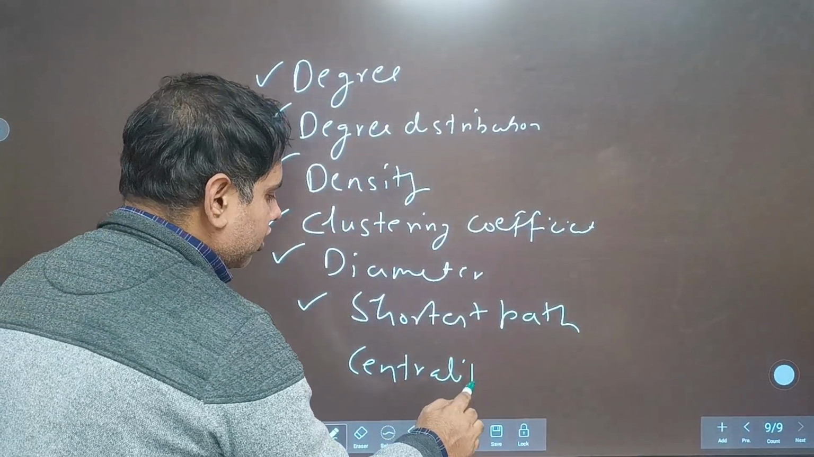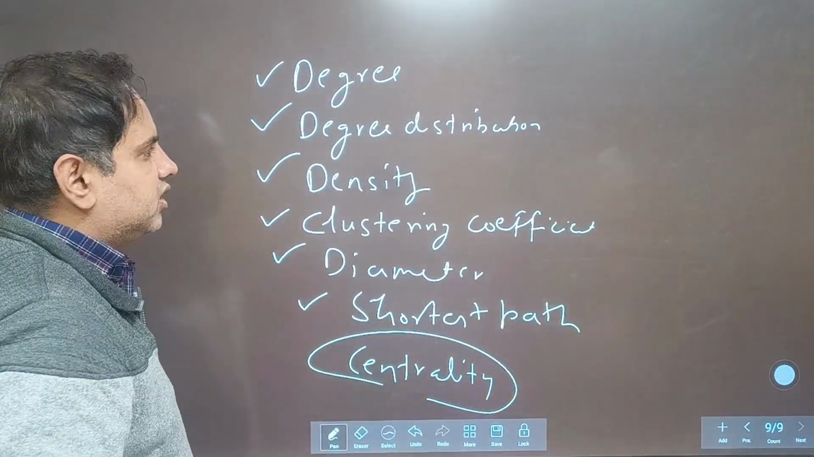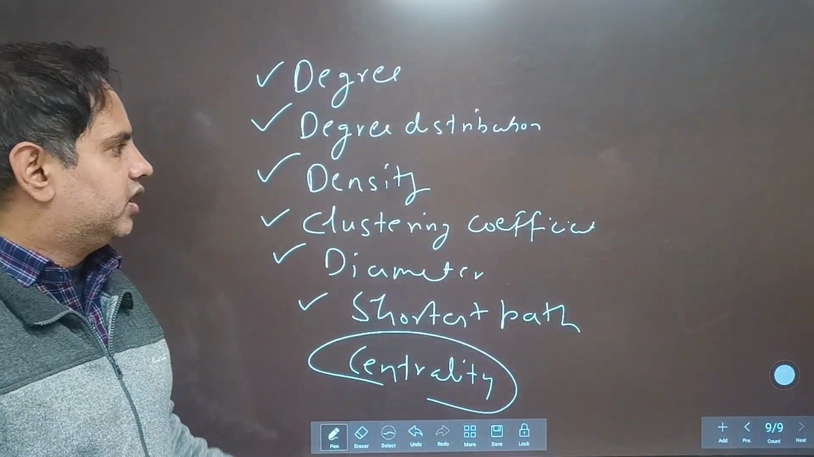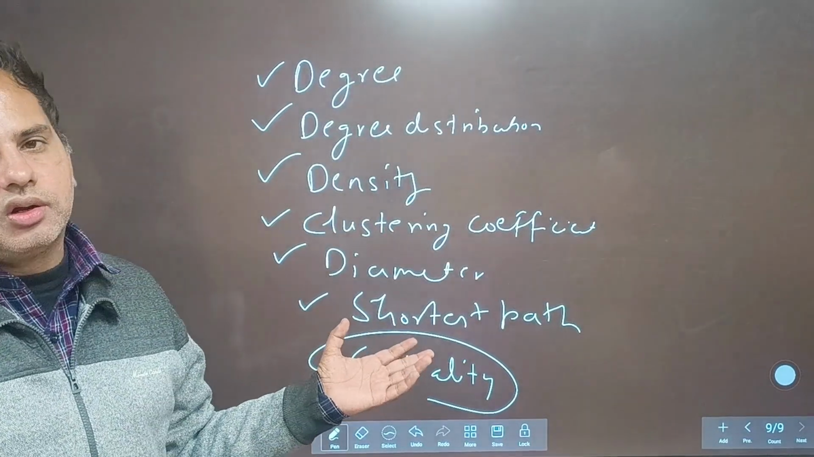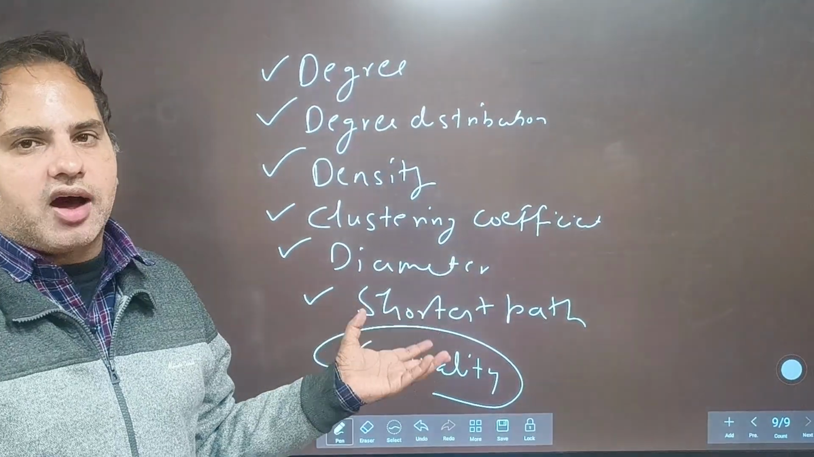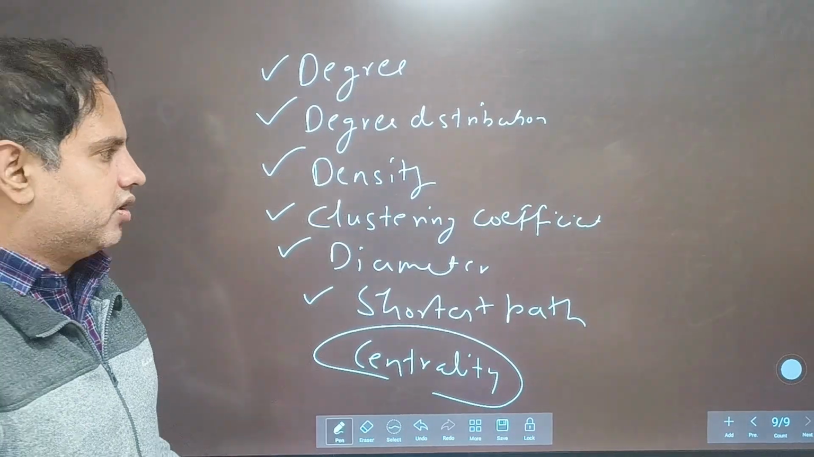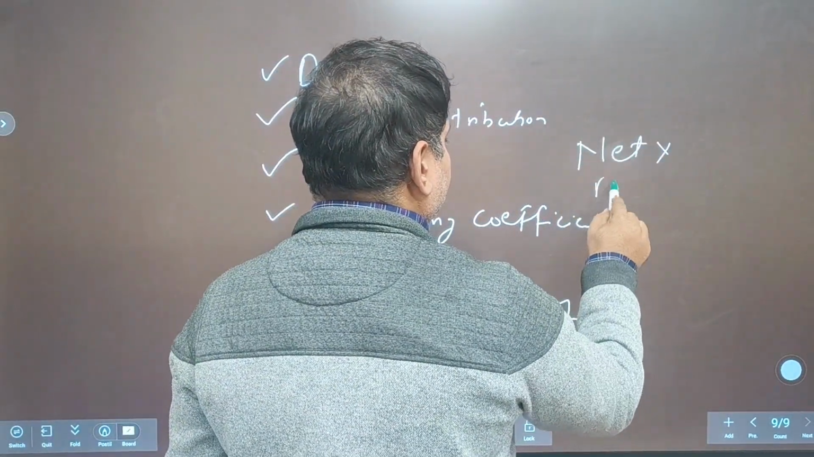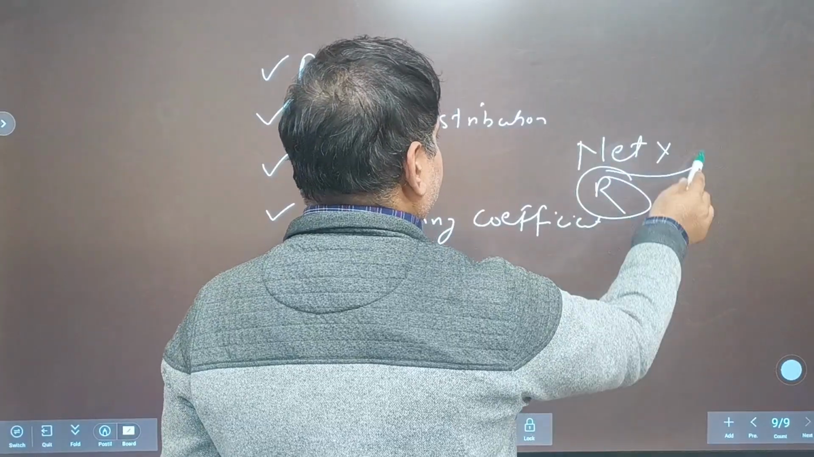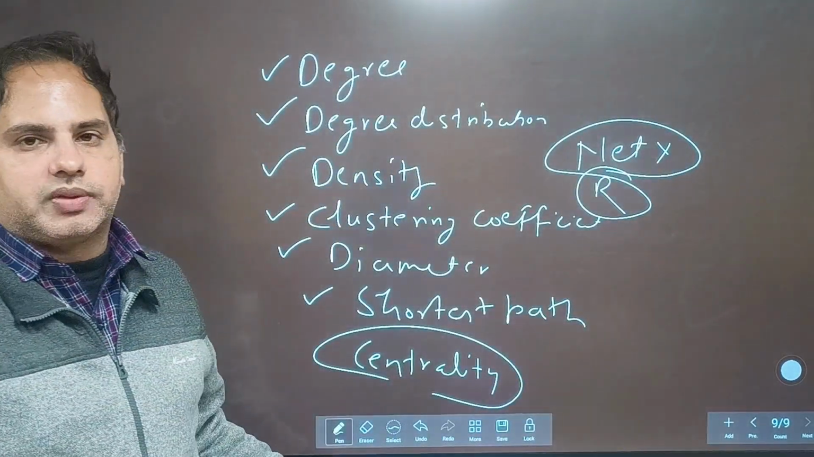Next is the centrality measures for the network, which we will discuss in the next video. In this video we have discussed all these parameters. Whenever you work with graphs, you can use Python's NetworkX, which is one of the modules, or you can use an R package as well, and you can calculate all these parameters.